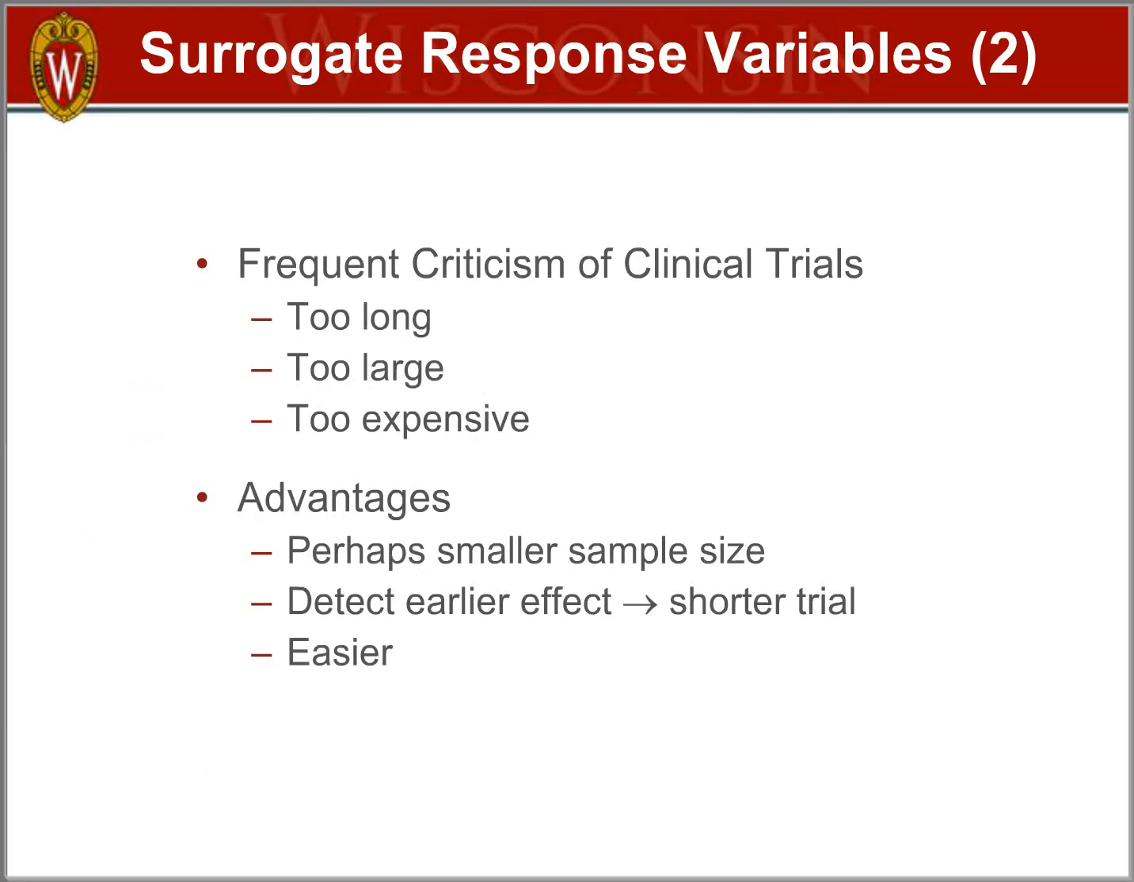Trials are always challenged, as they should be, sometimes said to be too long, too large, too expensive. If in fact we can convince ourselves that one of these substitute, alternative, or so-called surrogate response variables is appropriate, the advantages are we probably will wind up with a smaller study, which means we can get it done quicker. We may in fact detect the effect earlier, which means the trial will be shorter, and maybe easier.